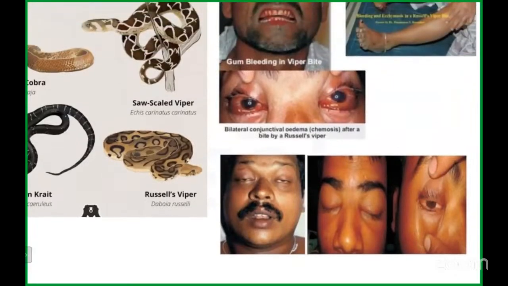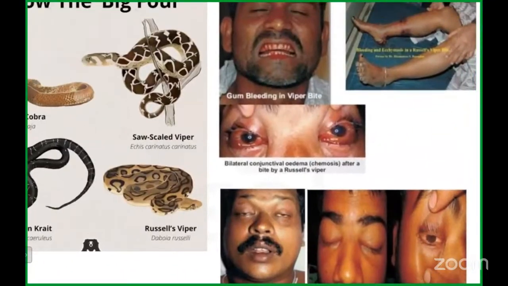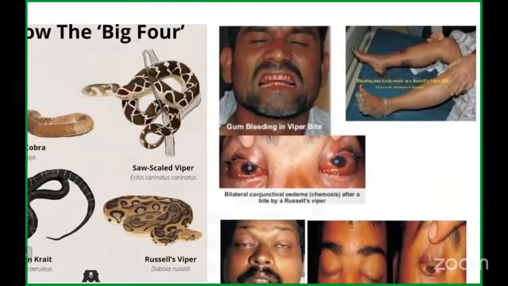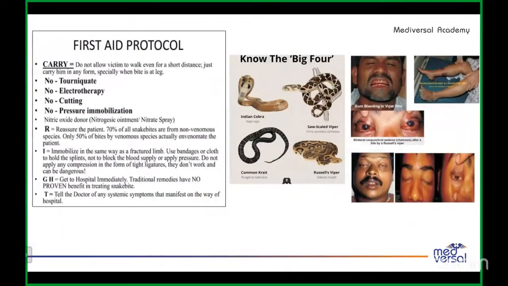So you can find features like ptosis, and you can find features of conjunctival edema or emesis, which are due to the bite by a vasculotoxic snake like Russell's viper. You can find gum bleeding, which is very common, again, in viper bites. Local reactions, you can find ecchymosis, edema, swelling. So all of these are symptoms which you need to notify to your doctor.